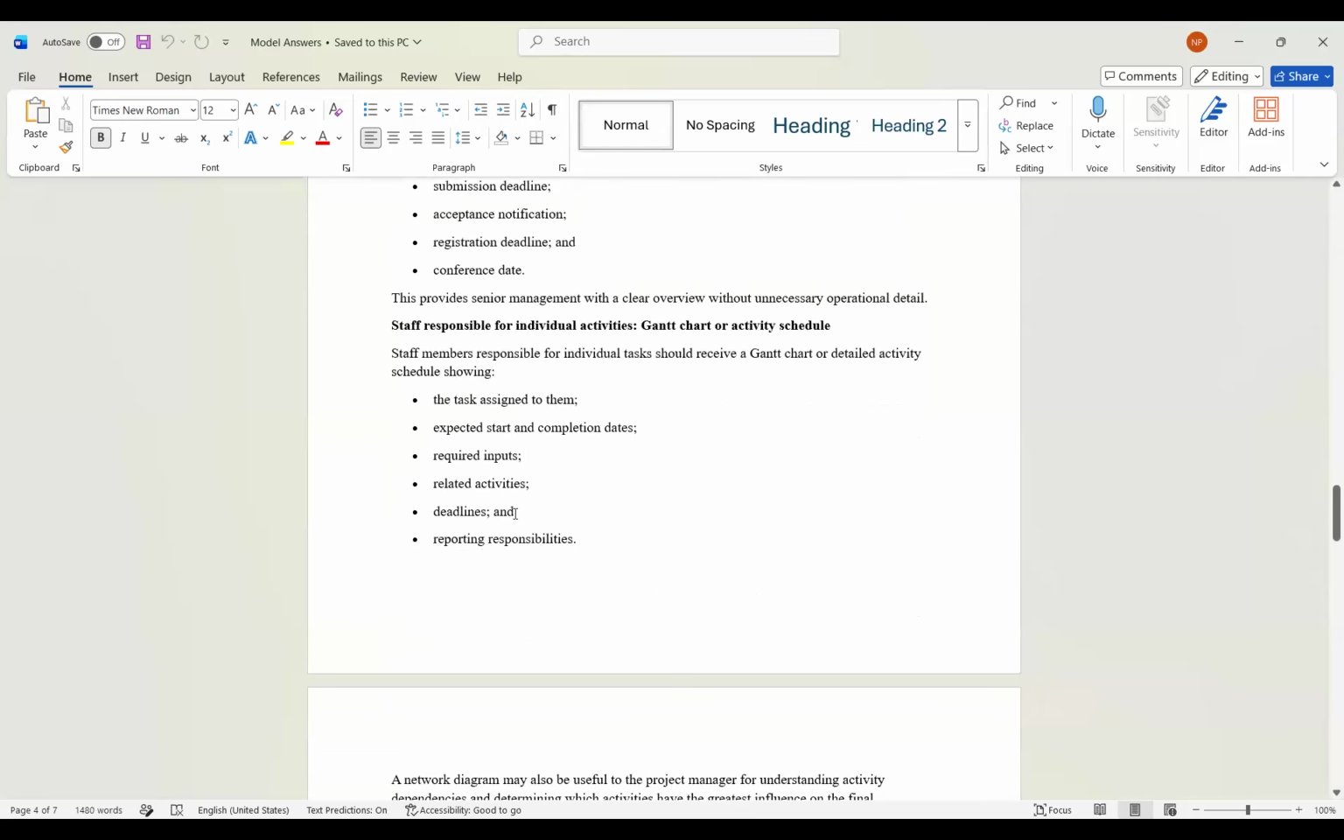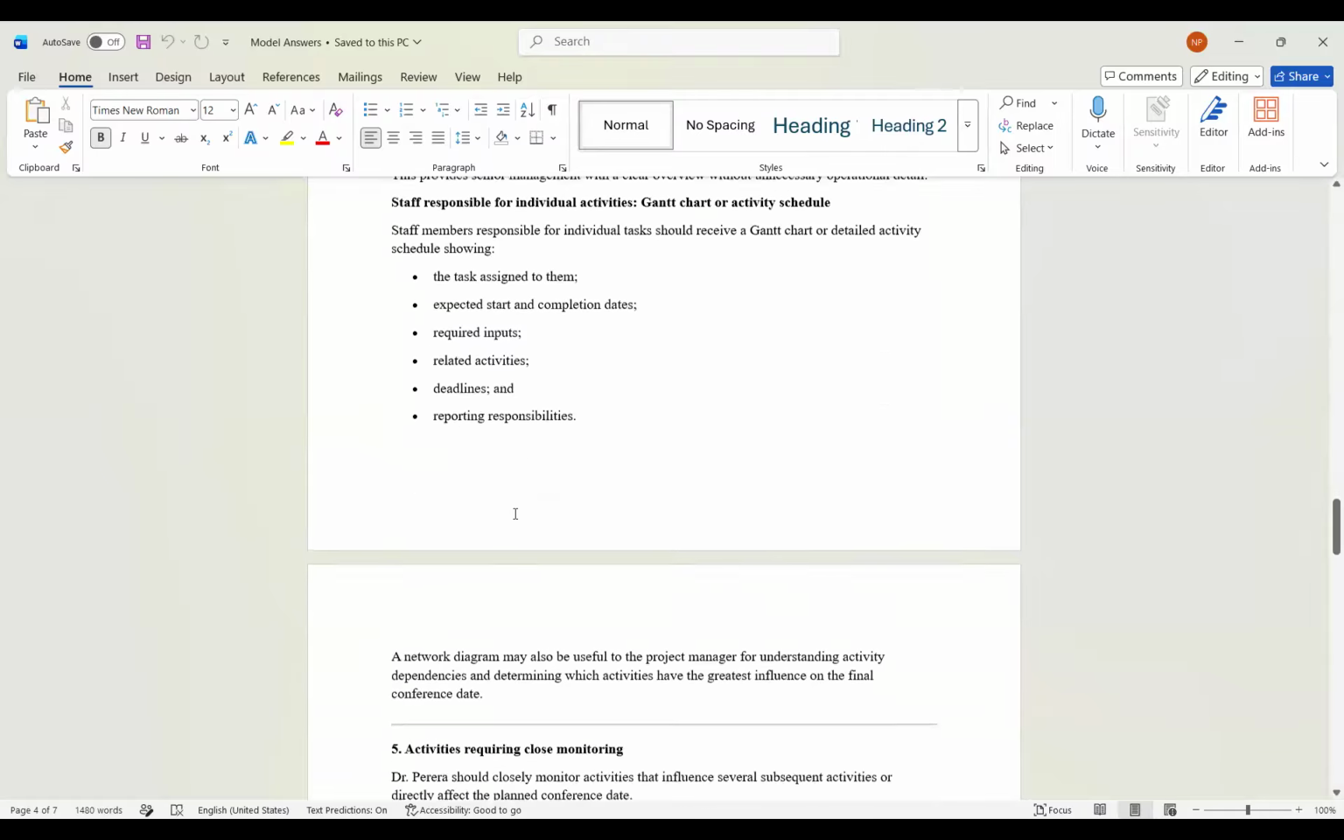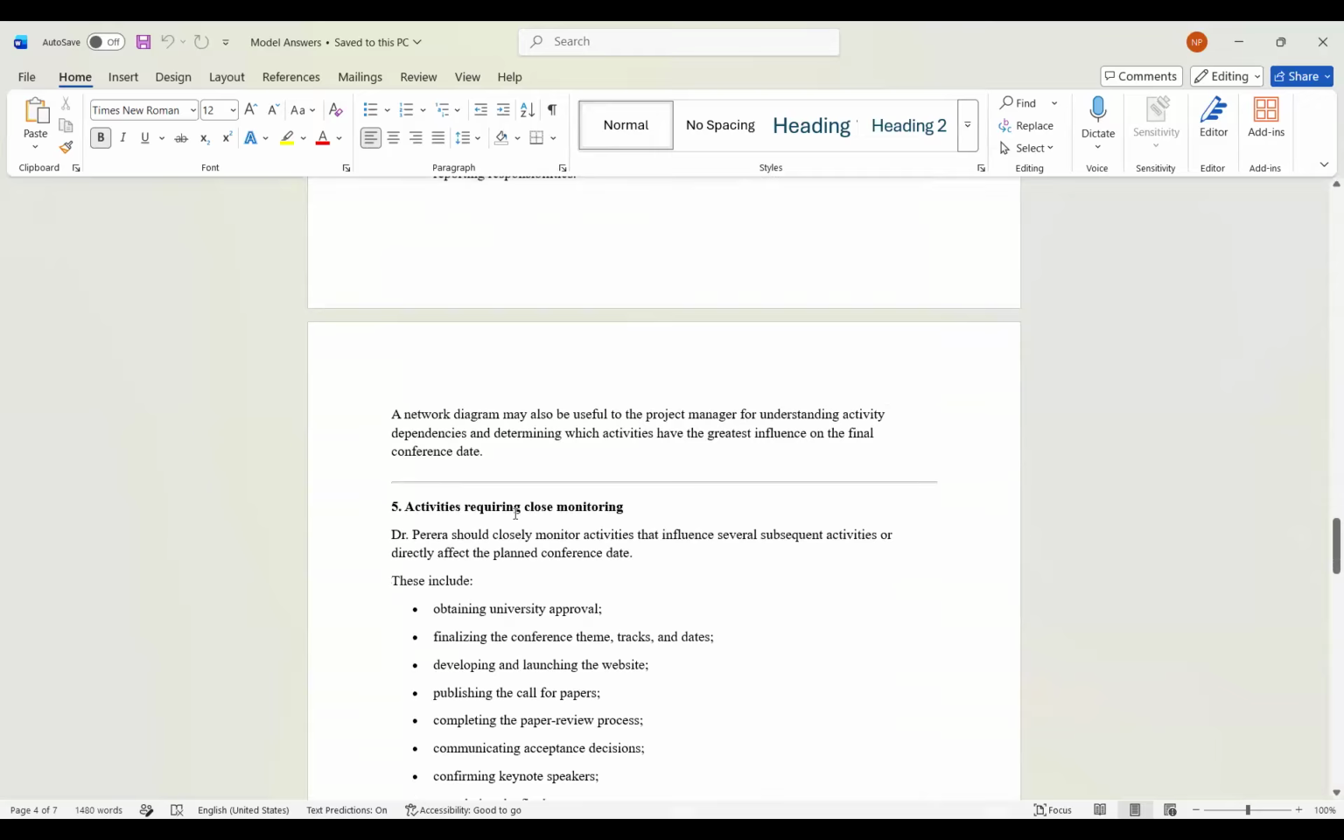Then the staff responsible for individual activities will want a Gantt chart or a detailed activity schedule showing the tasks that are assigned to them, when they have to start and complete, what the inputs are, and what the related activities and deadlines are. So a project manager can use a network diagram for understanding the activity dependencies and determining which activities are going to have the greatest influence on the conference date.